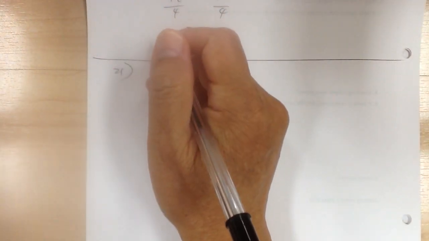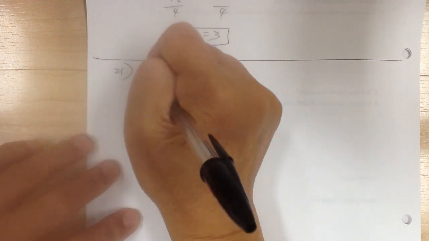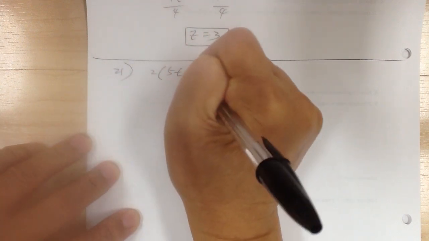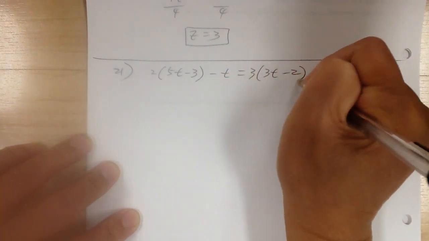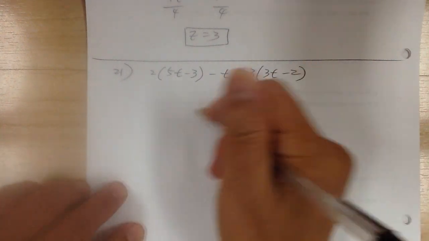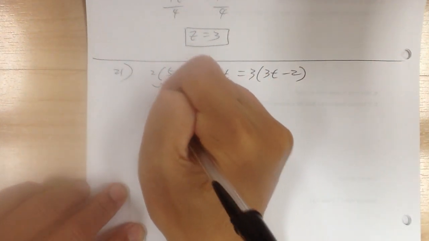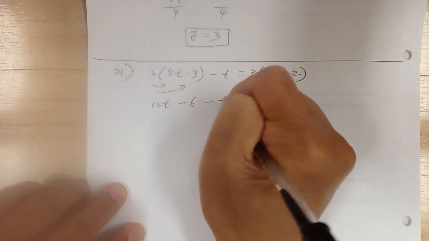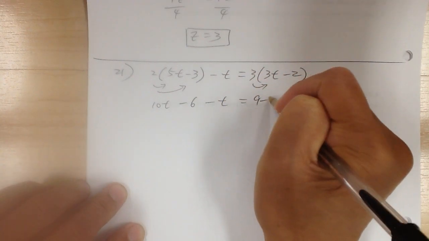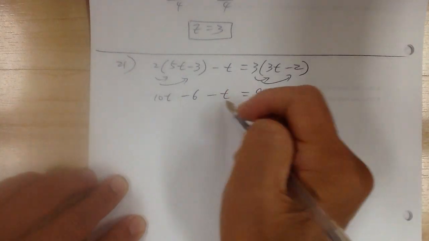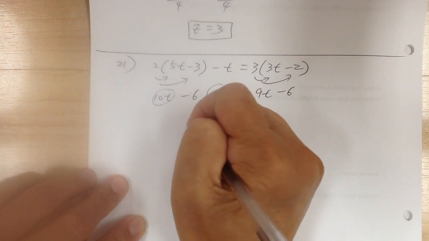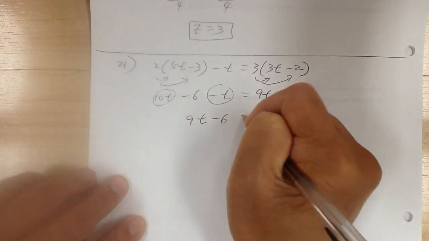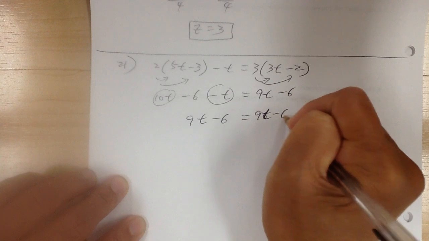Okay, let's go to the next one, number 21. You have 2 times (5t minus 3) minus t equal to 3 times (3t minus 2). Let's multiply it out. So I get 10t, minus 6, minus t equal to 9t, minus 6. Again, there are too many things, so I'm going to simplify a little bit. Combine these two, I get 9t minus 6 equal to 9t minus 6.